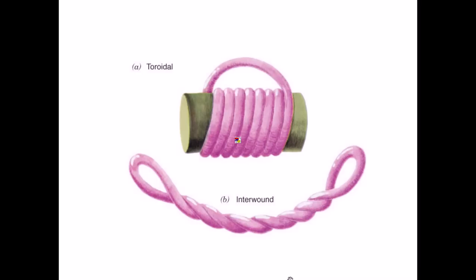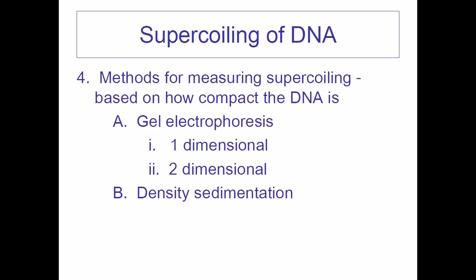Now we can measure the supercoiling, and we can find whether the DNA is supercoiled or not using different techniques like gel electrophoresis and density sedimentation. In gel electrophoresis, we load the DNA material onto the agarose gel and we run it based on molecular density and molecular weight. They are separated according to their limit, actually the place.